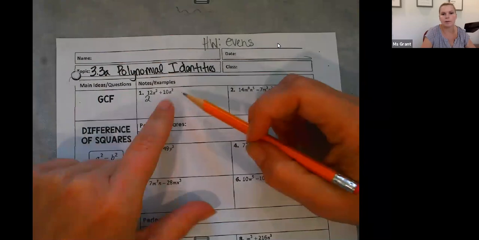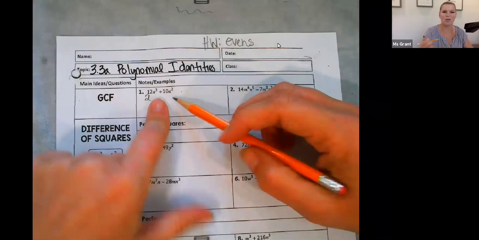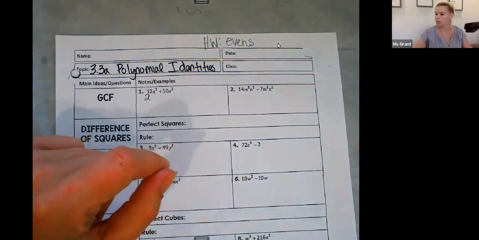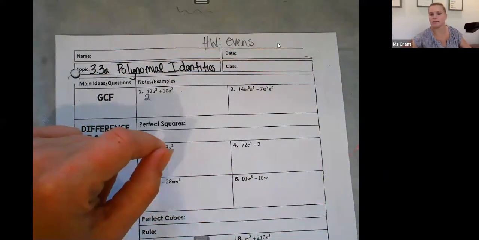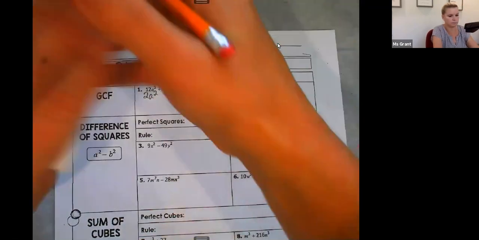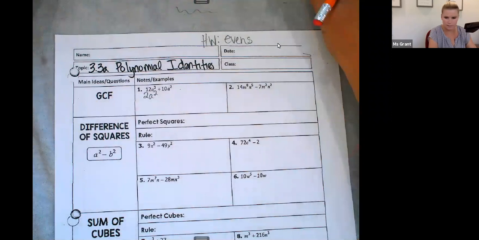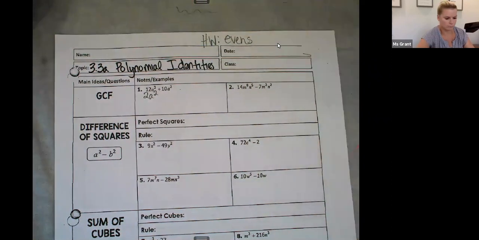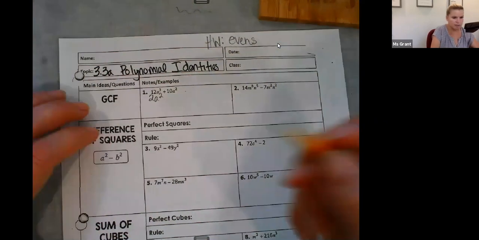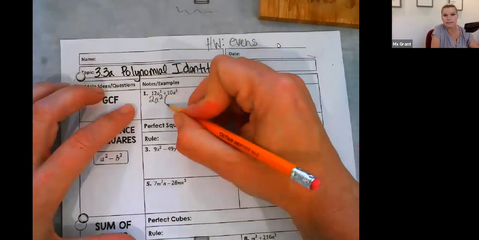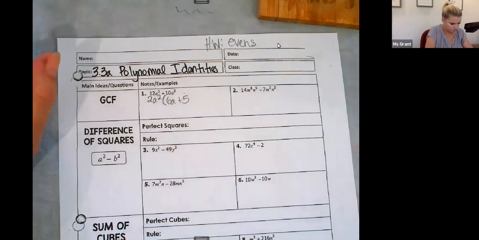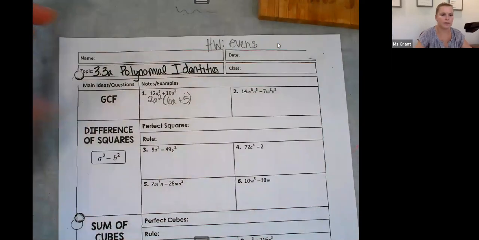A's, let's go back to number 1, the A's. How many A's do they both have? Like they have to have a common variable, and they do. But how many of the A's? It's squared, A squared. So it's going to be 2a squared, parentheses, 6a plus 5. And then remember, you got the evens.